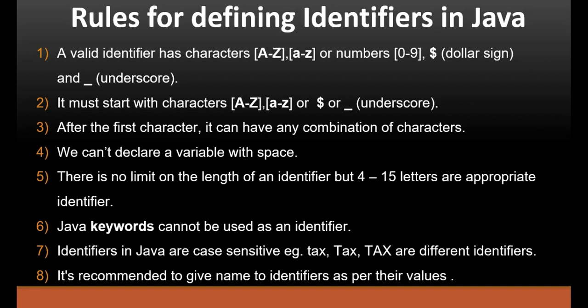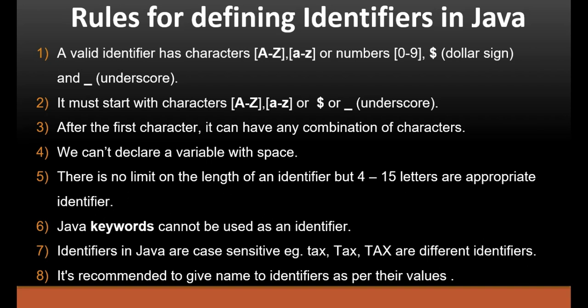We cannot declare variable with a space. You can use special symbol like dollar and underscore, but you cannot use what? Space in between the variable. That is rule number 4. Next is there is no limit on the length of identifier. You can declare identifier as long as you want, but try to give name to identifier between 4 to 15 letters because they are appropriate and they are easy to remember.